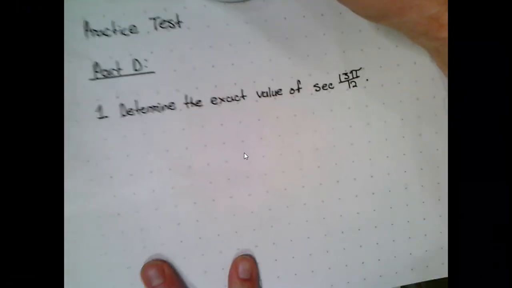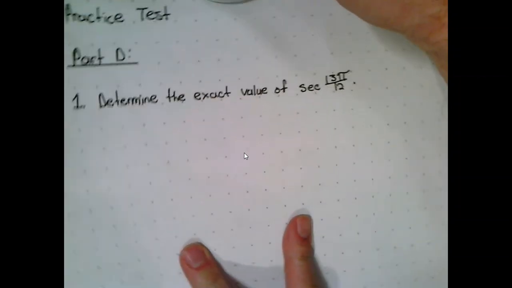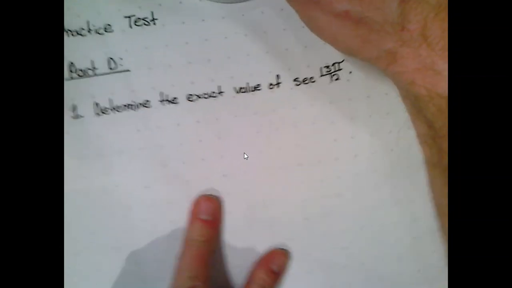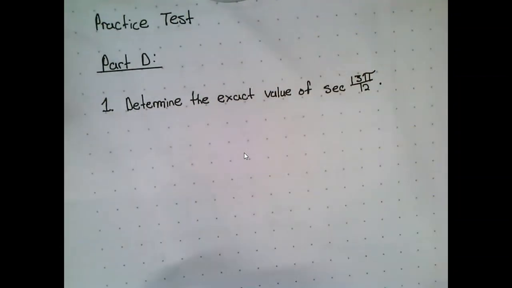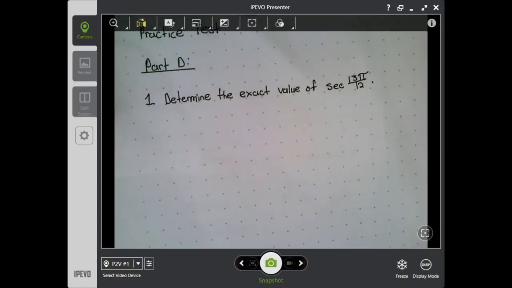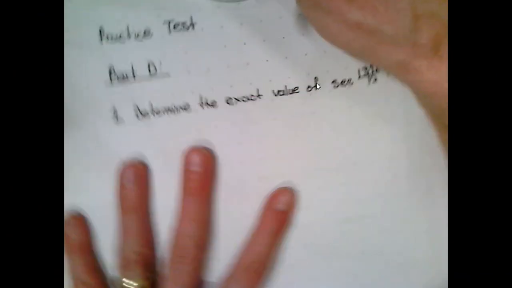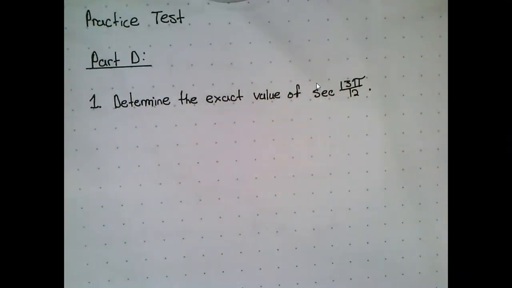Let's do this last question now. Determine the exact value of the secant of 13 pi over 12. That is a fun question. Okay, there's a couple of ways of approaching this problem. I'm just going to pick one and hope for the best. And if it doesn't work out, I'll just have to re-record this video.